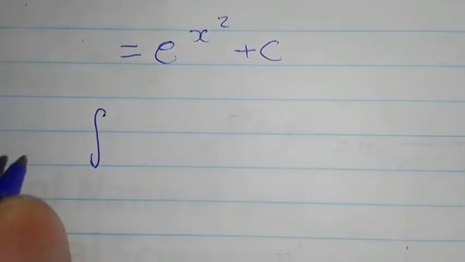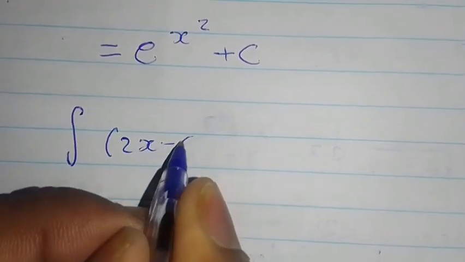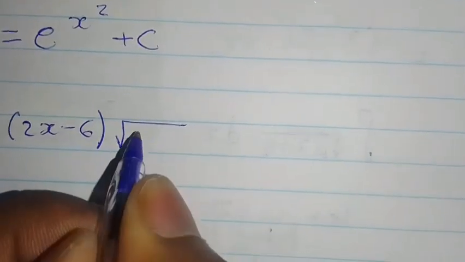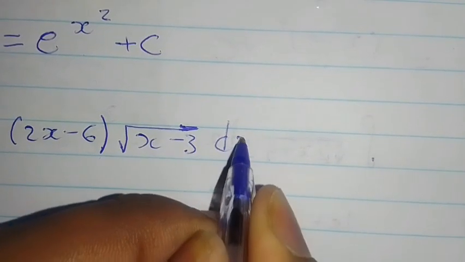Suppose you have the integral of 2x minus 6 multiplied by the square root of x minus 3 dx.